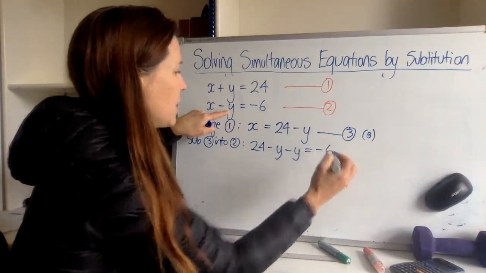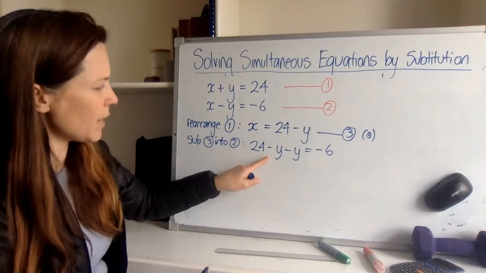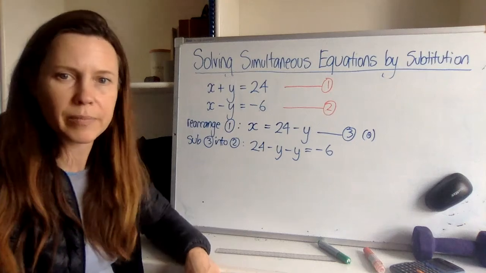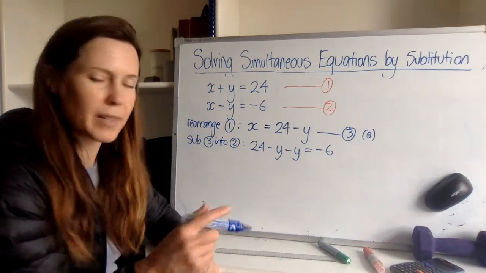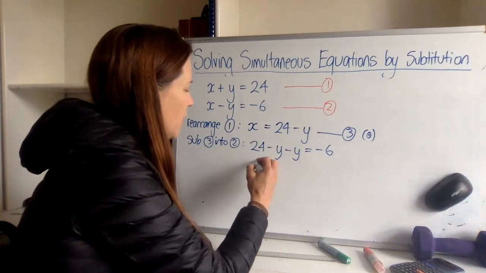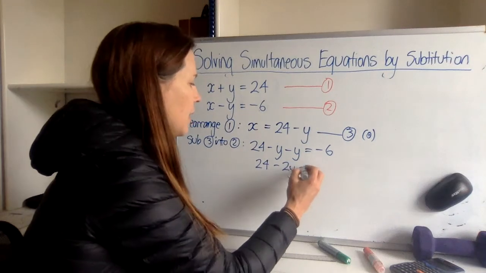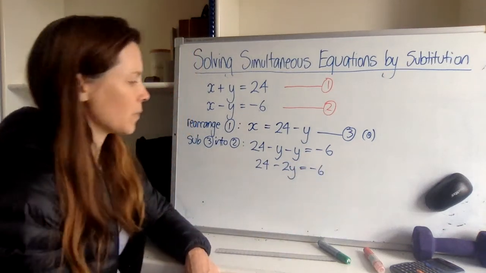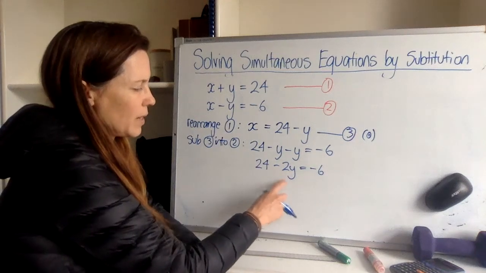equals negative 6. Now I can solve this for y. All right, I've got negative y and another negative y. Well, if you're down 1, like minus 1, and then you take away another 1, you get minus 2. So what I've actually got here is 24 minus 2y. And that gives me negative 6. All right, I'm trying to get this minus 2y by itself.